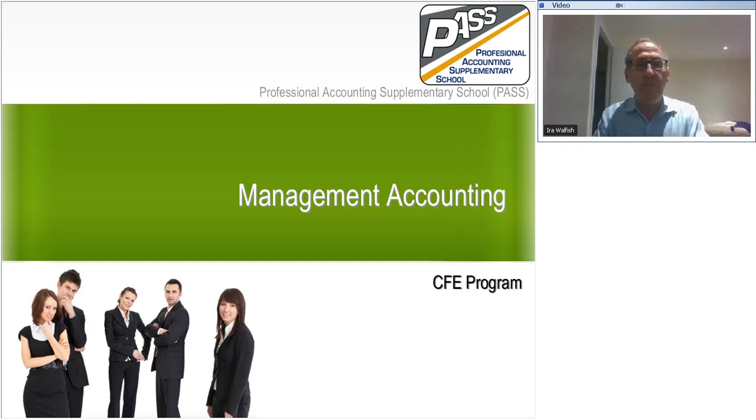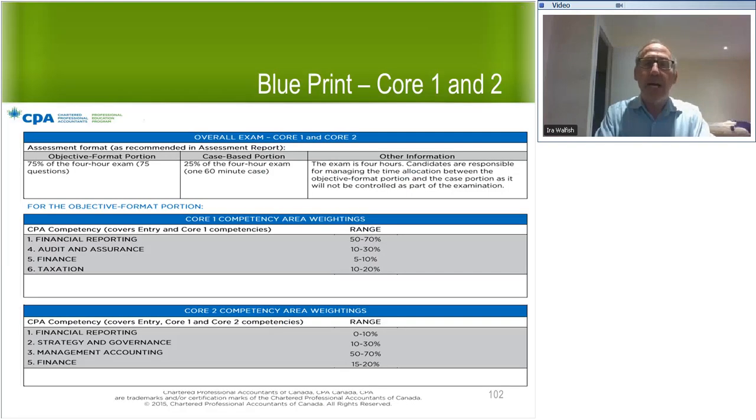For tonight, before we get into the specific subjects, I'd like just to do a very brief introduction to the Core 2 exam. What you see in front of you is the blueprint for both Core 1 and Core 2. If you're interested in getting your own copy, you can easily get it by just going to the CPA Canada website. But you have the copy here right in front of you, and I'd just like to review with you just so you know what the exam covers, and that will put you in a much better position when it comes time to study. So let's just go over the highlights of what the Core 2 exam covers.